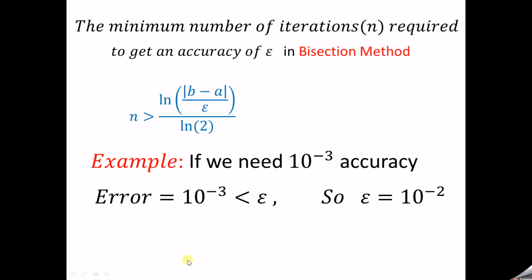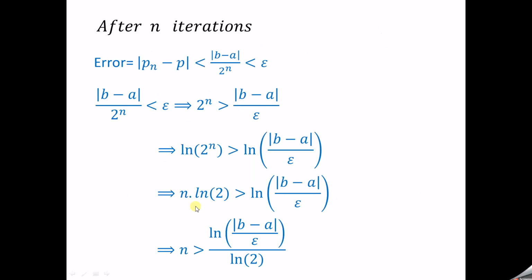Let us see an example. The minimum number of iterations, that is n, required to get an accuracy of epsilon in the bisection method. This is the formula as I told. Example: if we need 10 power minus 3 accuracy in any problem in the bisection method, that means the error is 10 power minus 3. In the previous derivation, if you see, we are taking error less than epsilon.